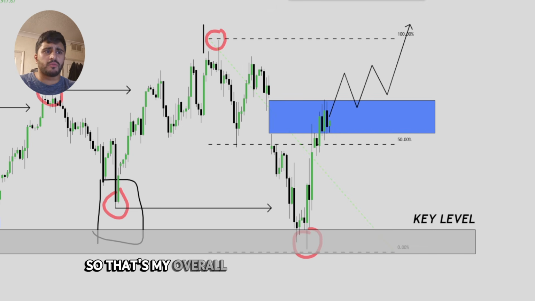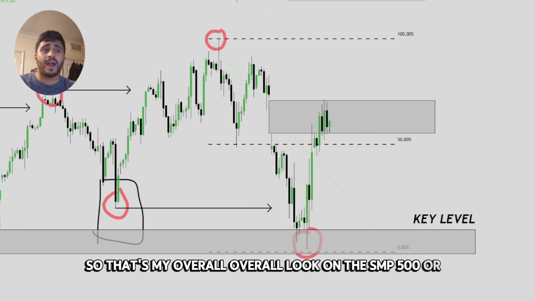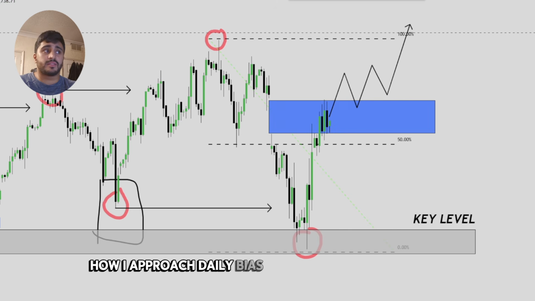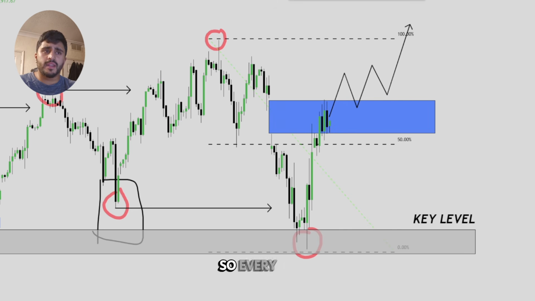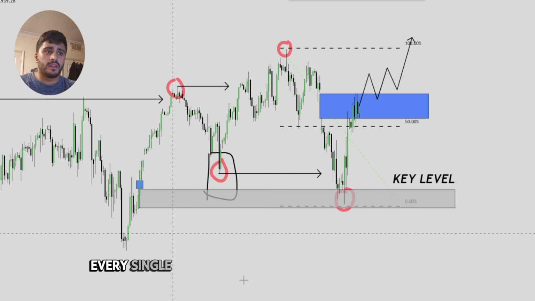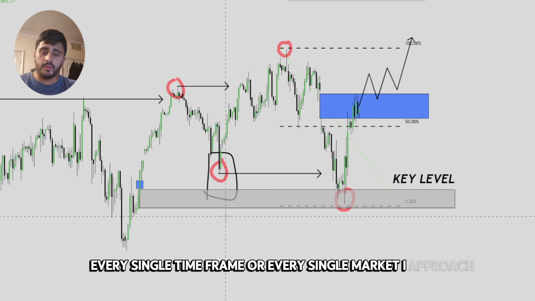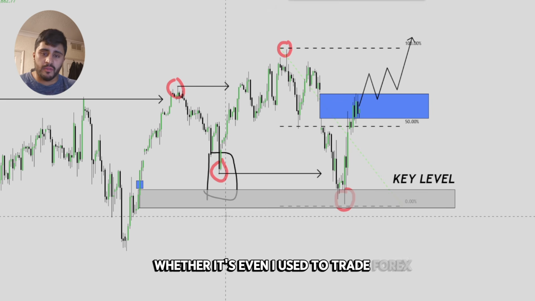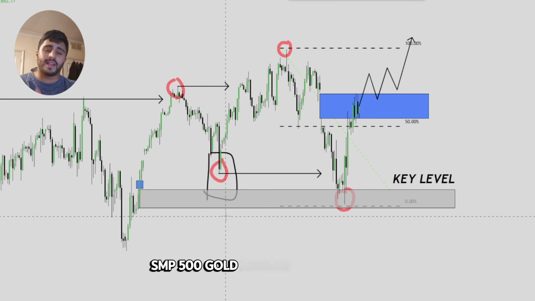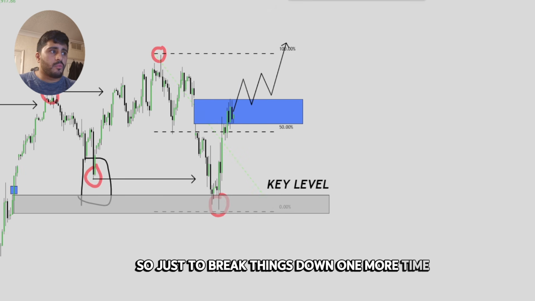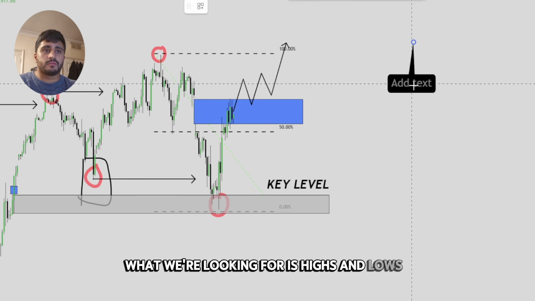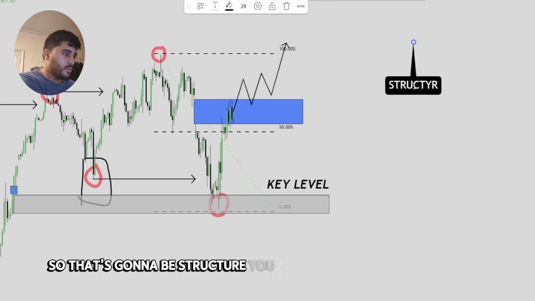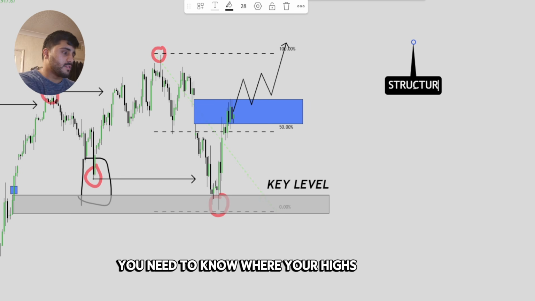So that's my overall look on the S&P 500, or how I approach daily bias in the markets as a whole. Every single time frame or every single market I approach, whether it's forex, S&P 500, gold, Nasdaq, I used to trade them all, it's all the same. So just to break things down one more time, what we're looking for is highs and lows. That's going to be structure. You've got to have your structure in place. You need to know where your highs and lows are.